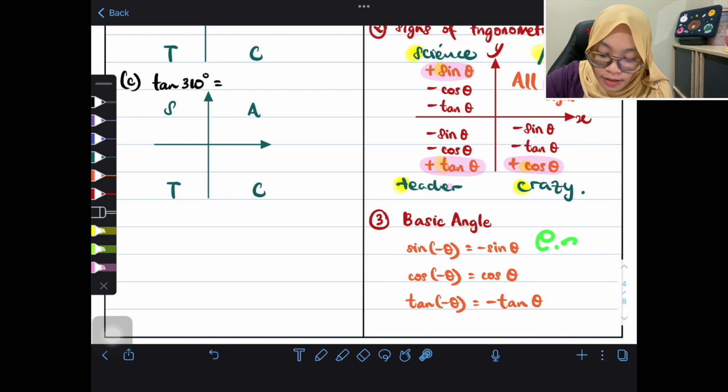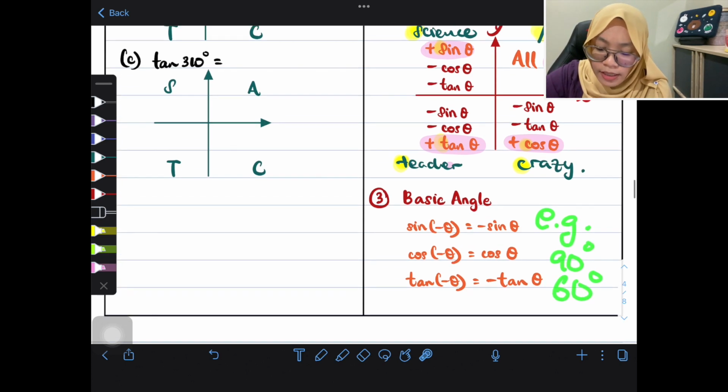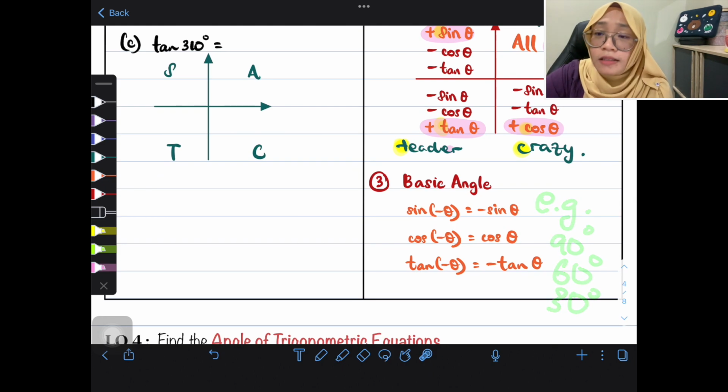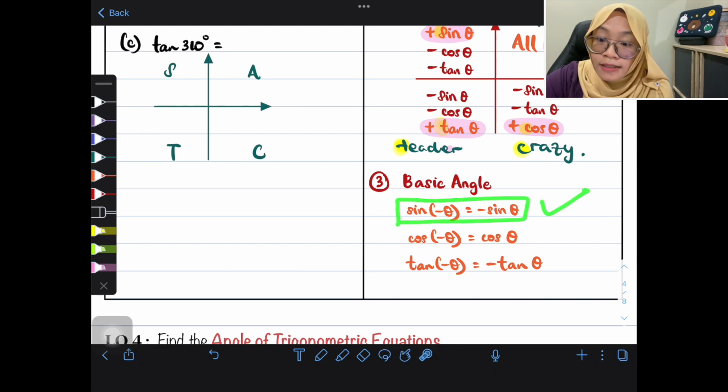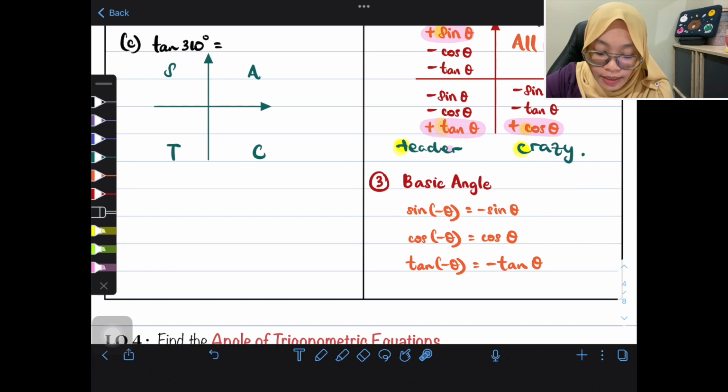Just trial and error. Example, put 90 degree, put 60 degree, put 30 degree, whatever numbers that you feel comfortable to use. You put it into the angle over there, and then you will find out that they are equal to each other. Okay? So basically, negative sign untuk tangent dan sine if you want to hafal dengan mudah. Manakala kalau cos negative theta yang sahaja akan memberi cos theta.